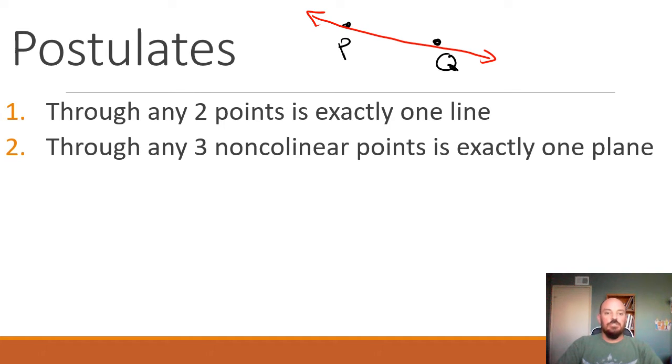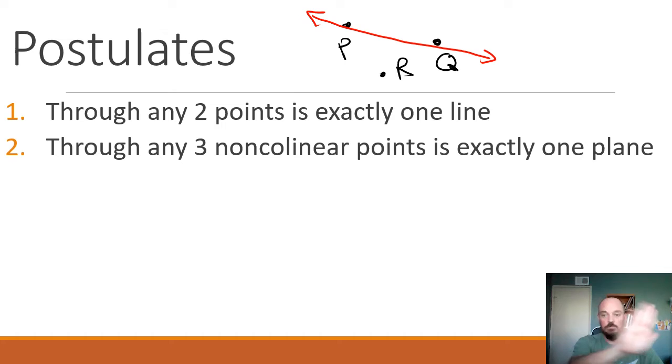Okay, postulate number 2. Through any 3 non-collinear points. Now, collinear means on the same line. Non-collinear means not on the same line. So if I drew a 3rd point in this picture, but I made sure it wasn't on that same line, maybe I'll put point R over here. That's what we mean by 3 non-collinear points. 3 points that aren't perfectly lined up. Now through those goes exactly 1 plane.